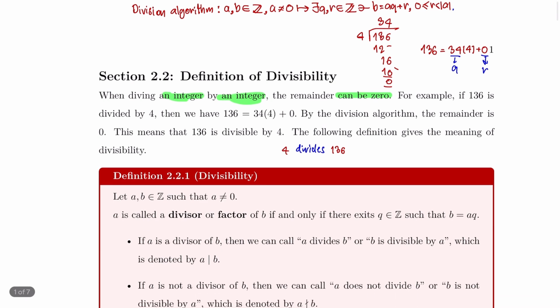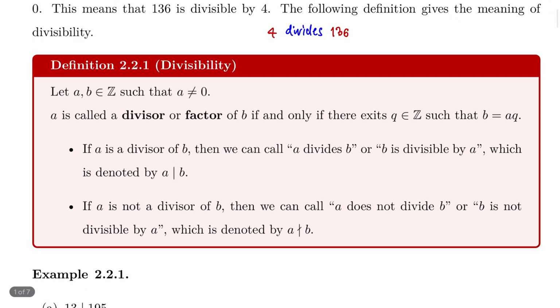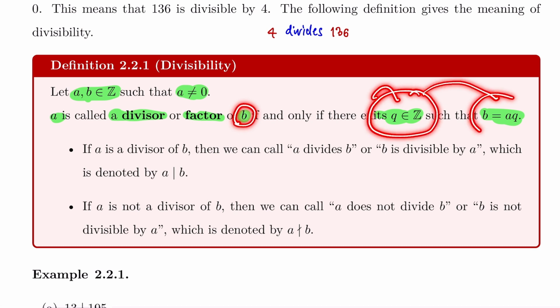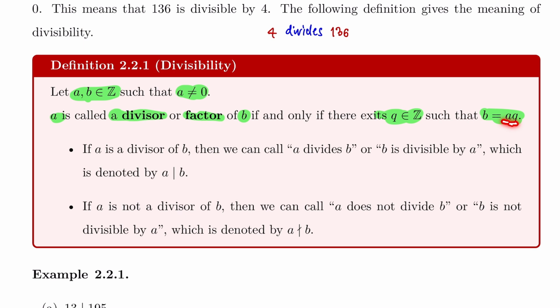Now take a look at the definition of divisibility. Let A and B be integers such that A is not 0. A is called a divisor or factor of B if and only if there exists an integer Q such that B equals AQ. So when A divides B, you have an integer Q such that B equals QA.